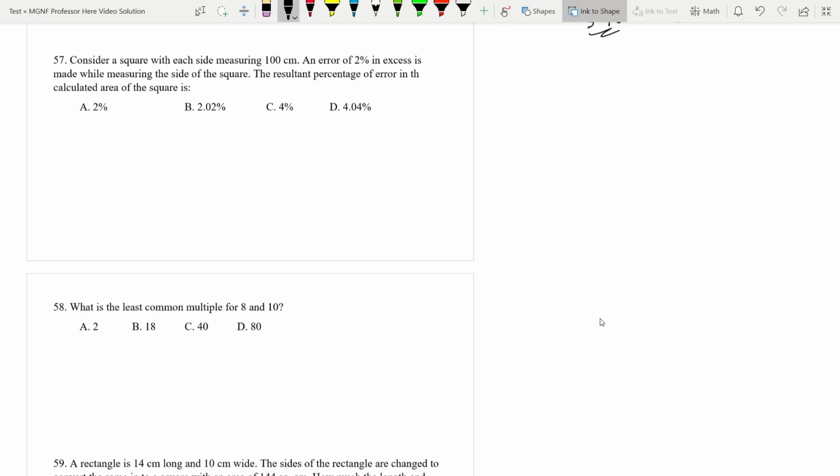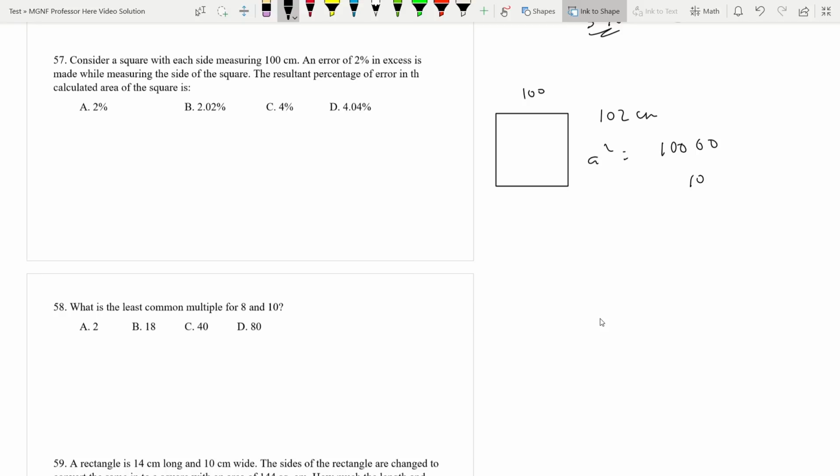Consider a square with each side measuring 100 centimeters. Okay, so there is a square which measures 100 centimeters each side. An error of 2% in excess is made while measuring the side of the square. So while measuring, there is an error of plus 2%, which means 102 centimeters is the measured side. The resultant percentage of error in the calculated area of the square is, okay. If the actual number, that is 100, was used, the area of the square would have been 10,000.